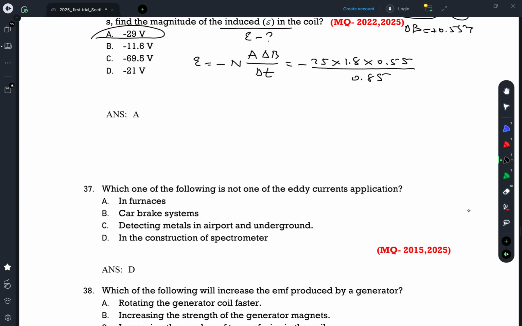Which one of the following is not one of the eddy current applications? Until now, all questions about eddy currents asked which one is, but this time it's which one is not. Furnaces, car brakes on the wheel, detecting metals. This is the answer.